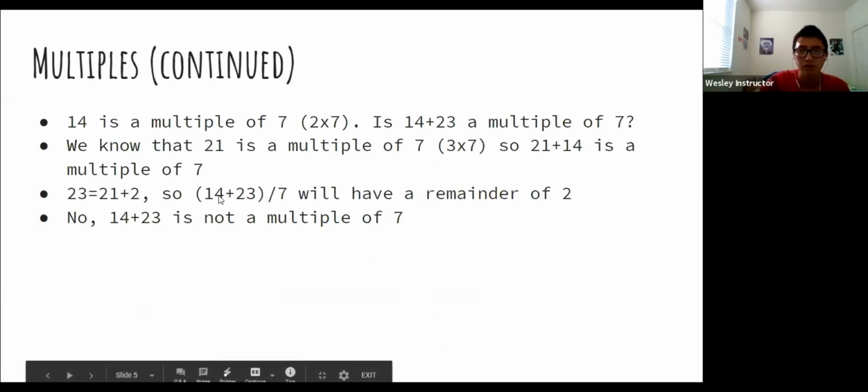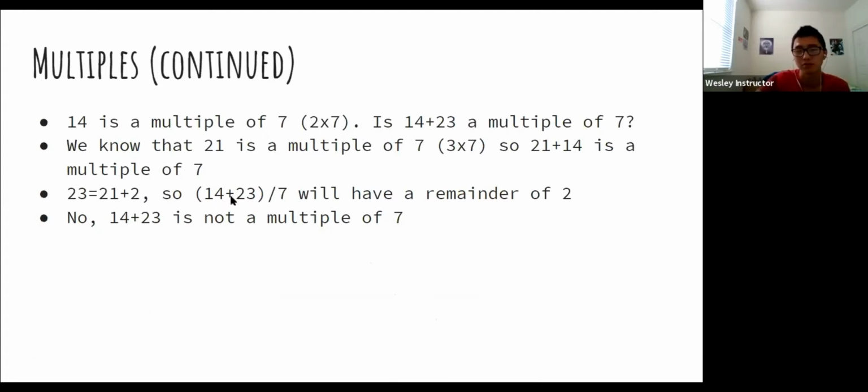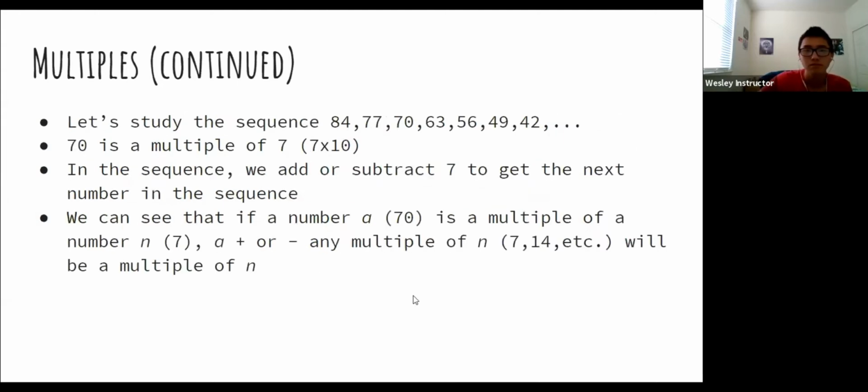And here's an example of something that will not be a multiple of 7. 14 is a multiple of 7, but 23 is not a multiple of 7. So if you add those two numbers together, you will not get a multiple of 7. And this pretty much says the same thing. If you look at the sequence 84, 77, 70, all of these numbers are multiples of 7. If you add or subtract any of these numbers together, the answer will be a multiple of 7. So this all says the same rule.